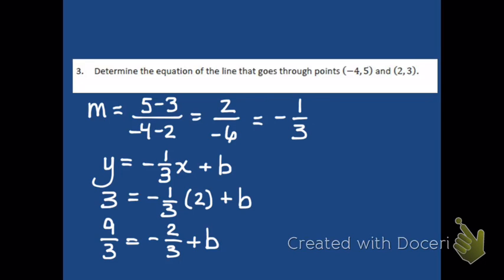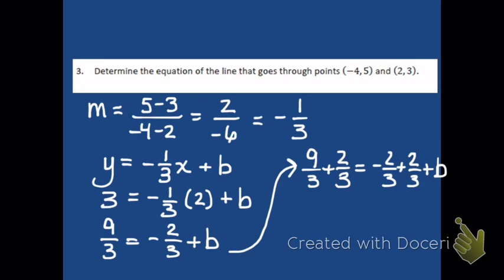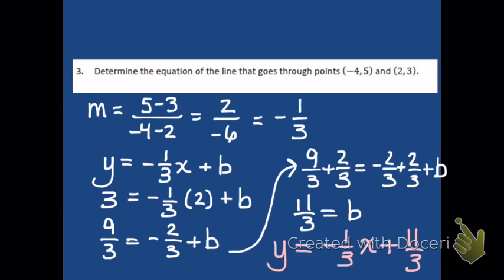So I'm going to express 3 as 9/3 because I noticed that I'm going to get a -2/3 when I multiply that out plus b. I'm going to add 2/3 to both sides of that equation and see that b is equal to 11/3. So now that I have the y-intercept, I can write the equation of that line. y is equal to negative 1/3 x plus 11/3.